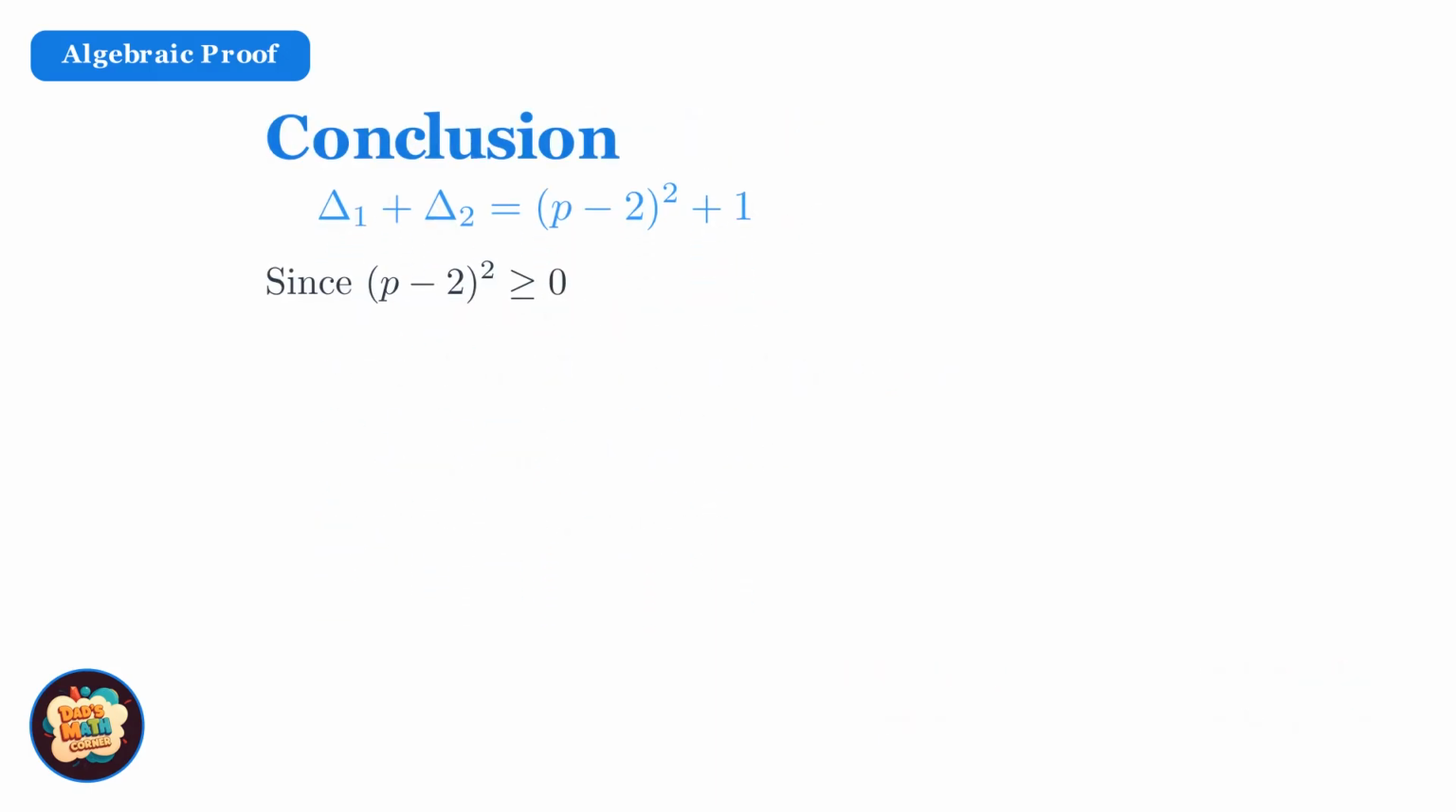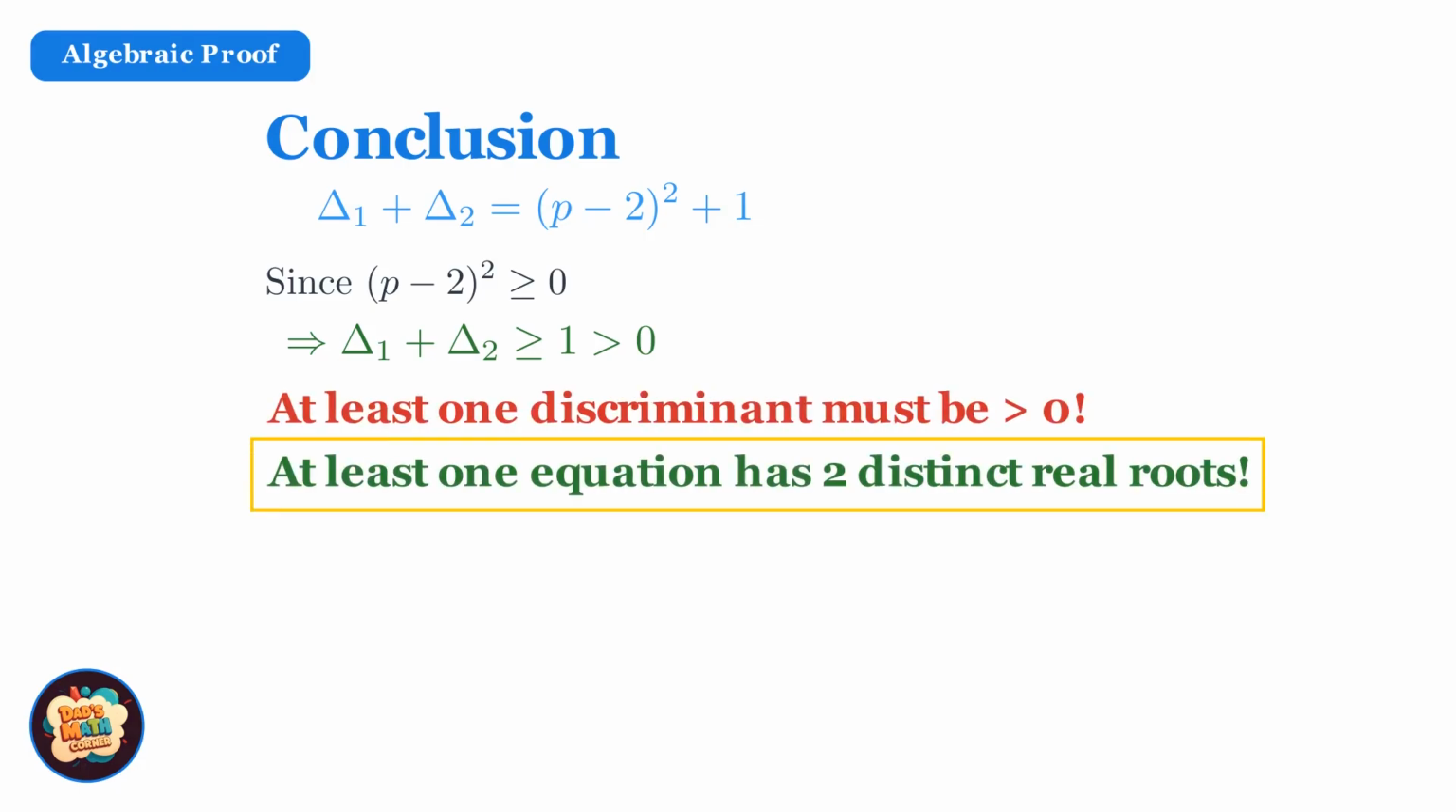Here is the ultimate punchline. Because any real number squared is always 0 or positive, p minus 2 squared is at least 0. If we add 1 to it, the entire expression must be strictly greater than 0. Therefore, delta 1 plus delta 2 is strictly greater than 0. If two numbers add up to a positive value, it is physically impossible for both of them to be negative. Therefore, at least one of our discriminants must be positive, meaning at least one equation must have two distinct real roots. And just like that, the proof is complete.